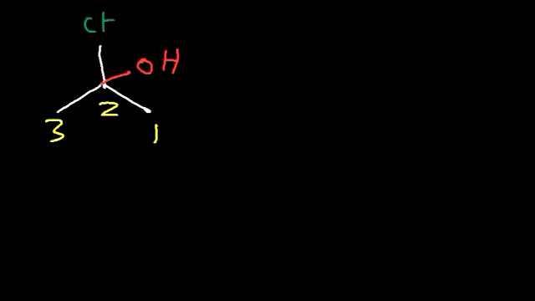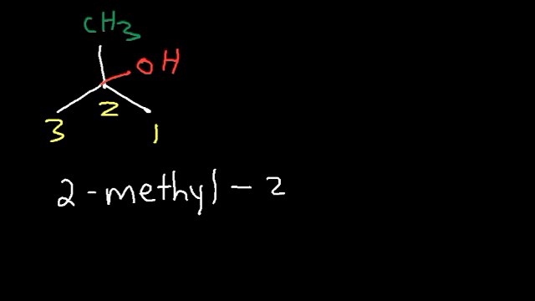So let's redraw tert-butyl alcohol. So we have 3 carbons, another one, and an OH group here. So if we count the longest chain, this is going to be 1, 2, and 3. So we have a methyl group on carbon 2, and we have an OH group on carbon 2 as well. So it's going to be called 2-methyl-2-propanol. Because the parent chain has 3 carbons, we need to use the word propane and add the suffix ol to it. So it's 2-methyl-2-propanol.